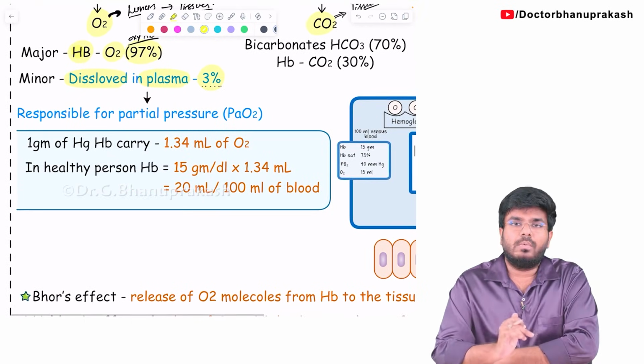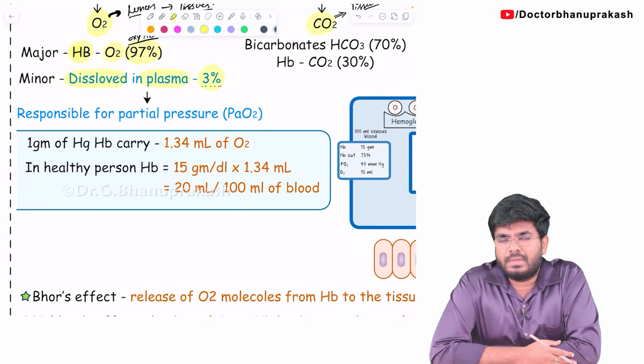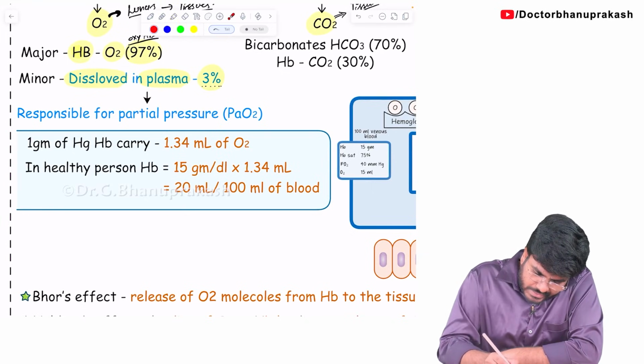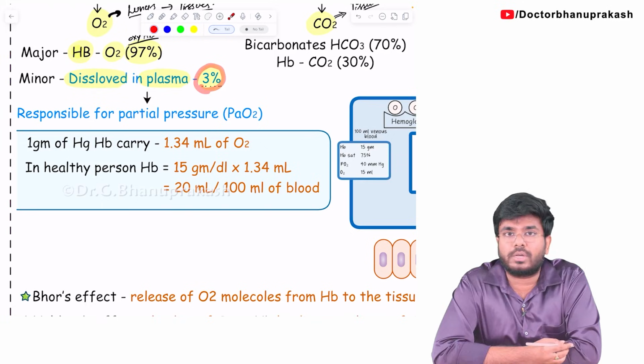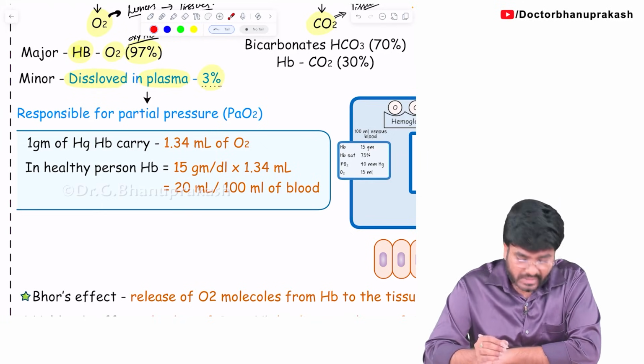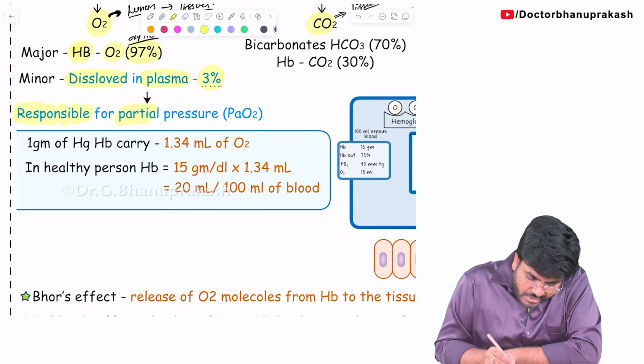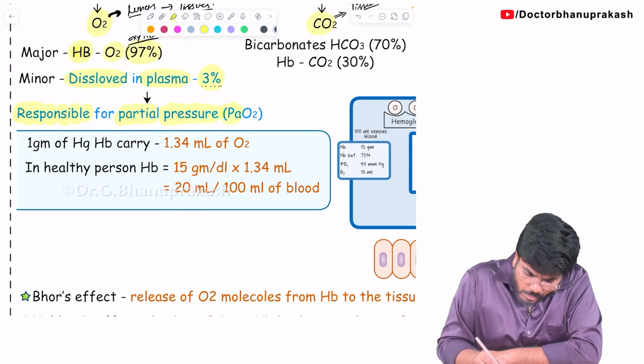But right now, I want you to know one point. Trust me and just learn it by heart. Later I will explain why. It is this 3%. Okay, the 3% dissolved oxygen is most important. See, this 3% dissolved oxygen is the one responsible for the development of partial pressure. So it is the one responsible for what? For the partial pressure.